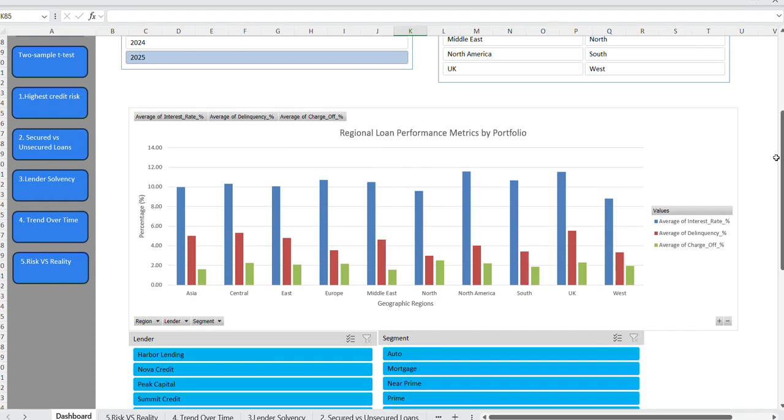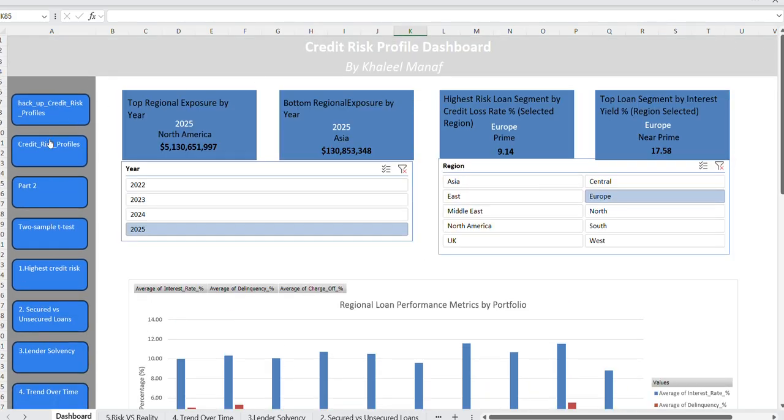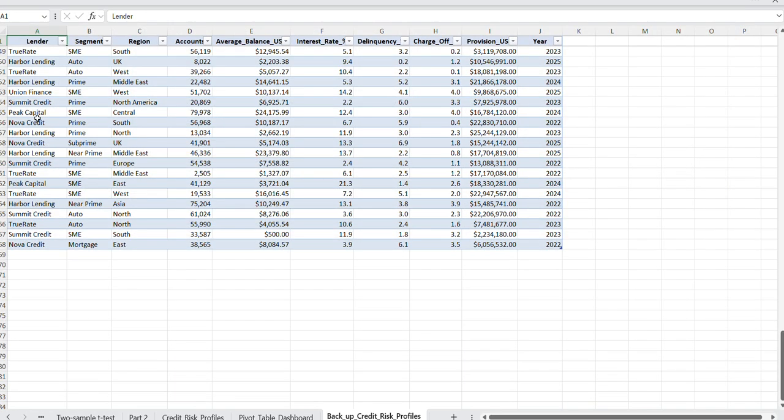And this is a contact page I made just to link it up, make it nice and tidy.